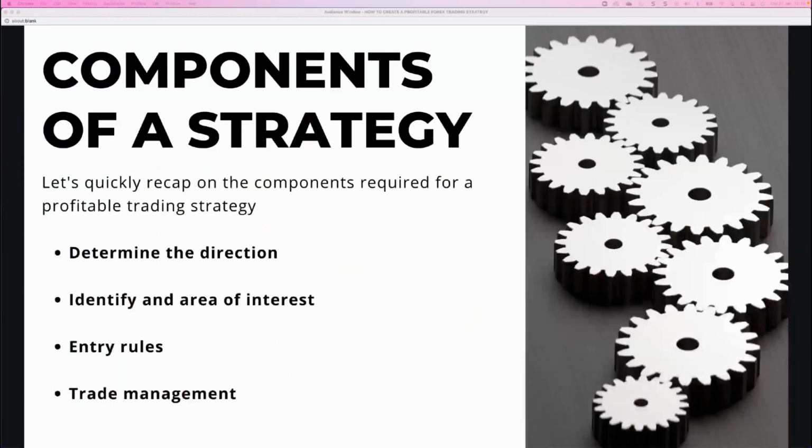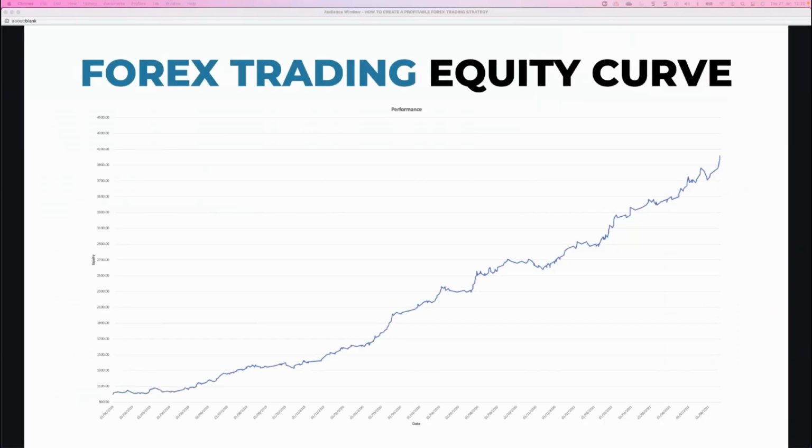So to recap on the components of a strategy, we have to have a way to determine the direction. We then need to have a way of identifying an area of interest. We then need to have entry rules and trade management rules. And if you have all of that in place, then you should put yourself in a position where you can have an equity curve like this.